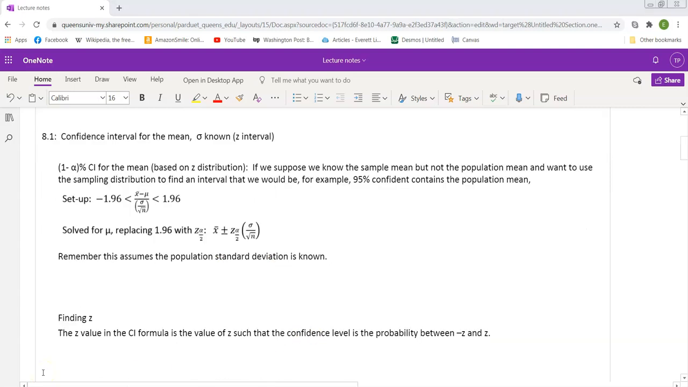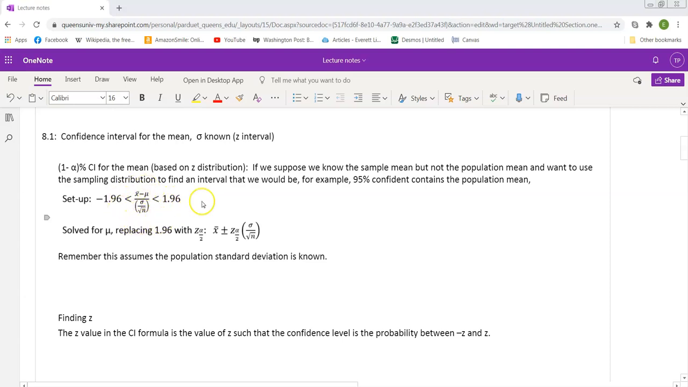So now we're ready to start in section 8.1, which is the confidence interval for the mean. And in this section, we're going to assume that we know the population standard deviation. Okay, so this is what's called the Z interval.